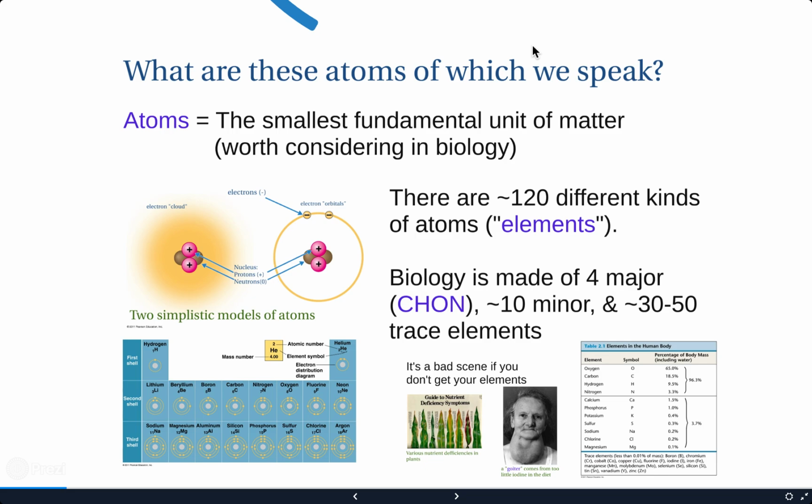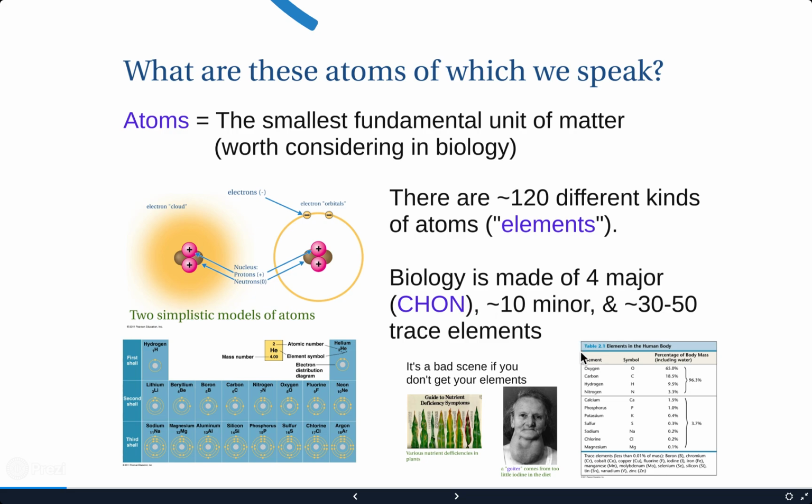Atoms are the smallest fundamental unit of matter worth considering in biology. There are 120 different kinds of atoms, or elements, that you would find on the periodic table here. Remember, we've talked about before, elements would be like helium, oxygen, hydrogen, okay? Biology is made of 4 major elements. Sometimes biologists will use the acronym CHON for carbon, hydrogen, oxygen, and nitrogen. Those are the most important 4 elements that make up life.